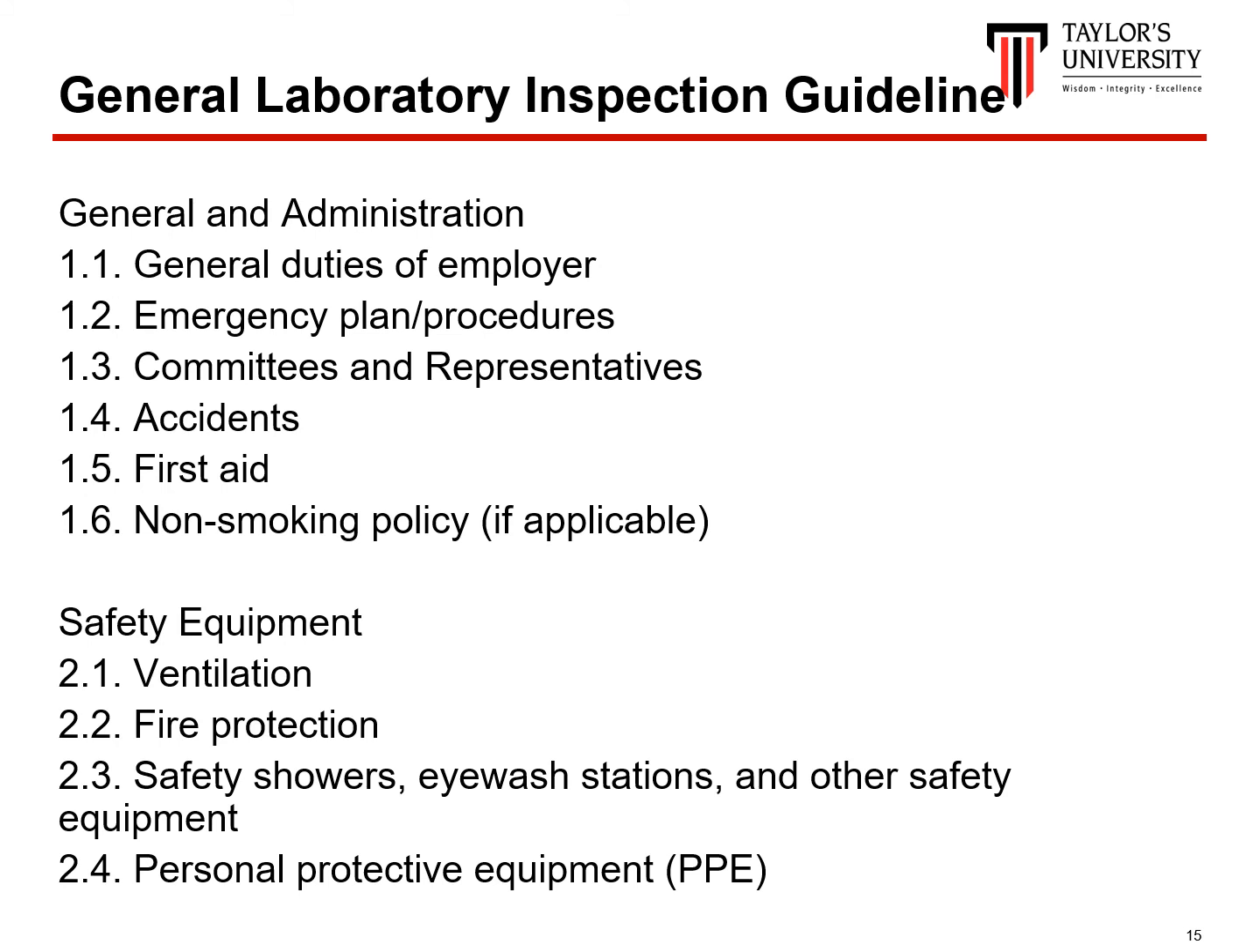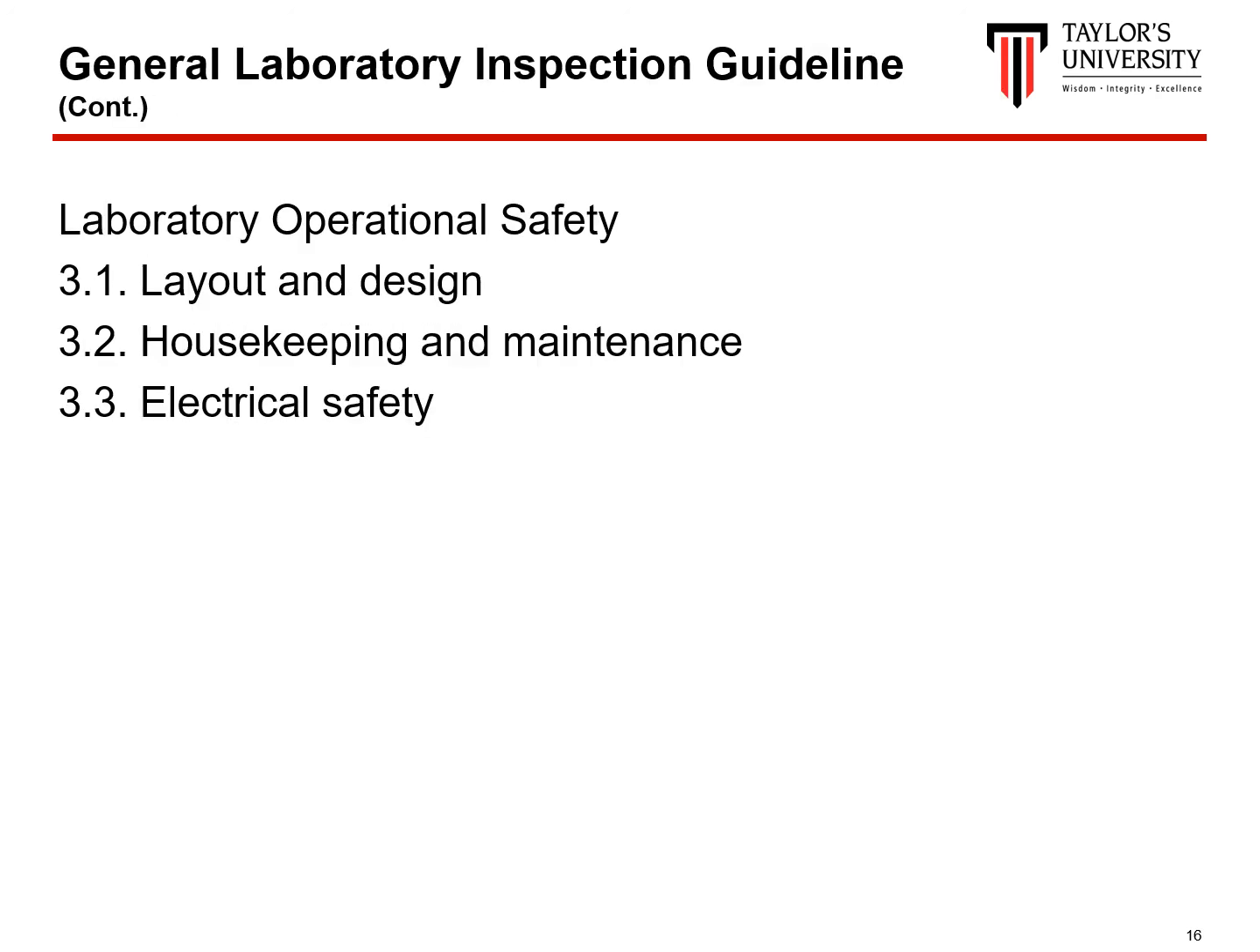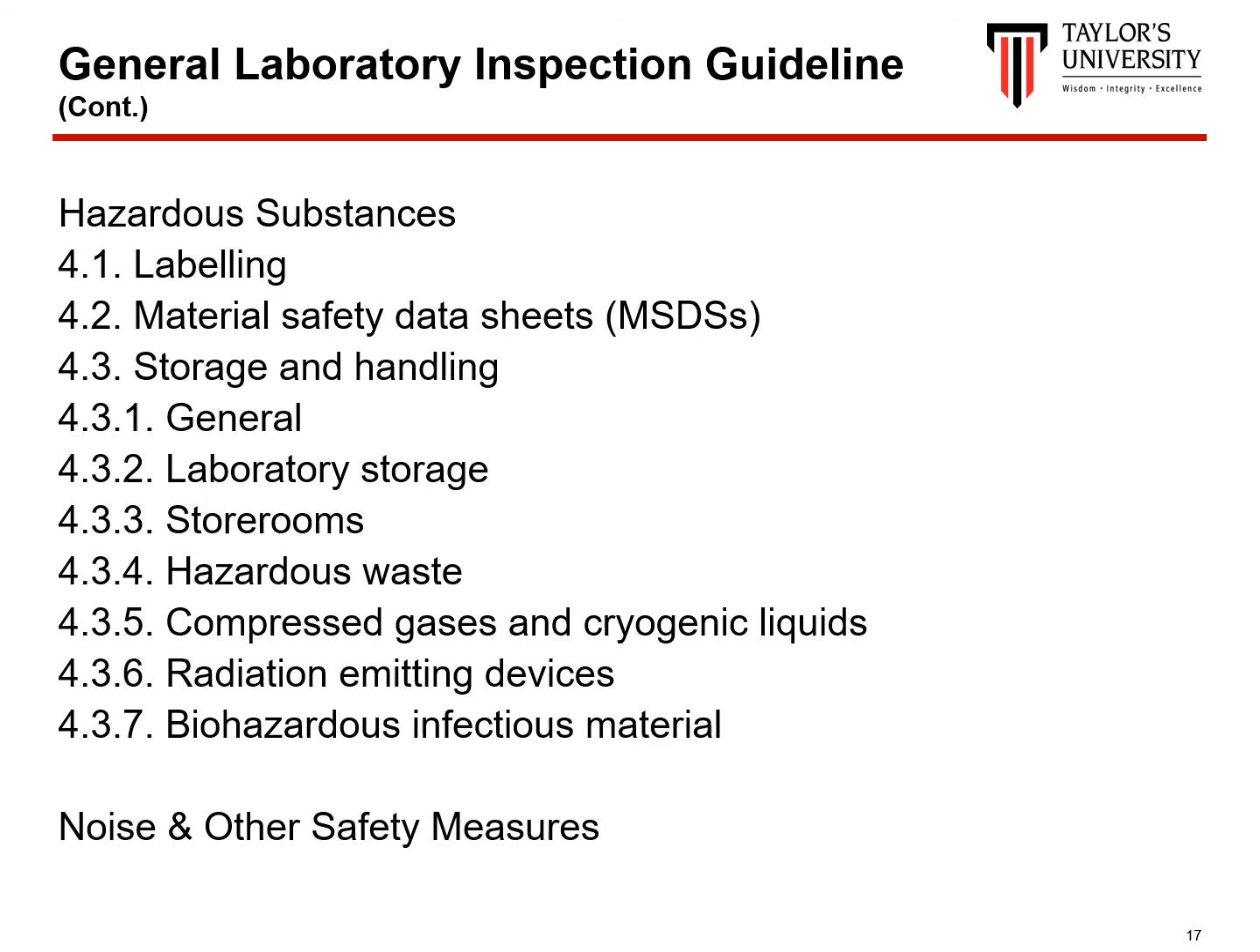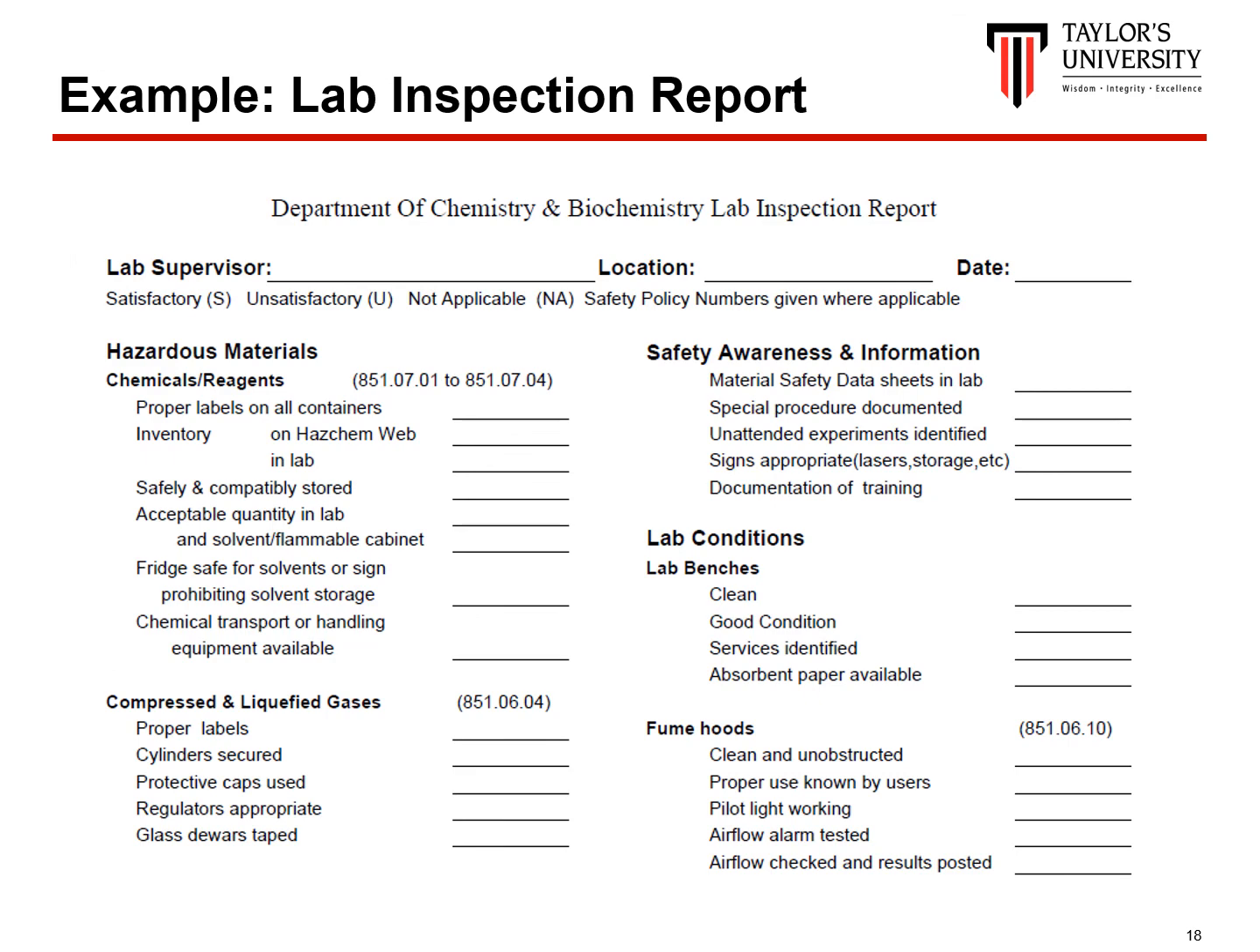The next few slides list out the general lab inspection guidelines, from the general and administration, the safety equipment, the ventilation, fire protection, etc., to the laboratory operational safety such as the layout and design, the housekeeping and maintenance, and also electrical safety. And of course, other things like the hazardous substances, the labeling process, the storage, etc. So you can take a look at this example lab inspection report that is posted up here.